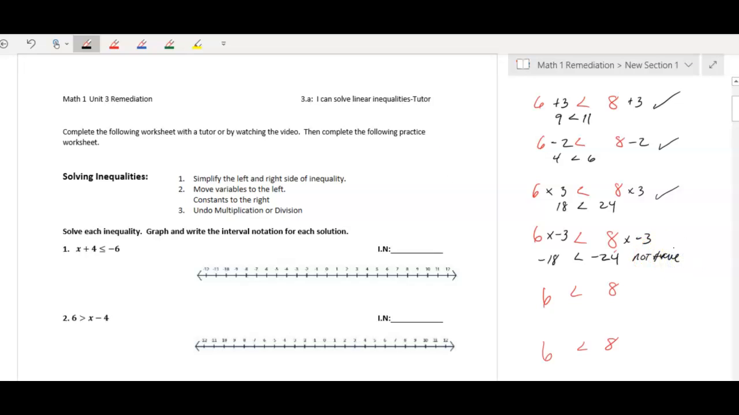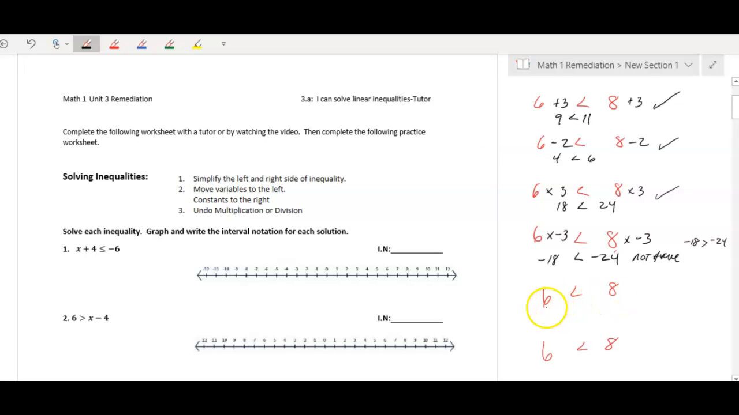But what can we do to basically make it true? Well, if I take that inequality sign and flip it, now that would become true. Negative 18 is greater than negative 24.